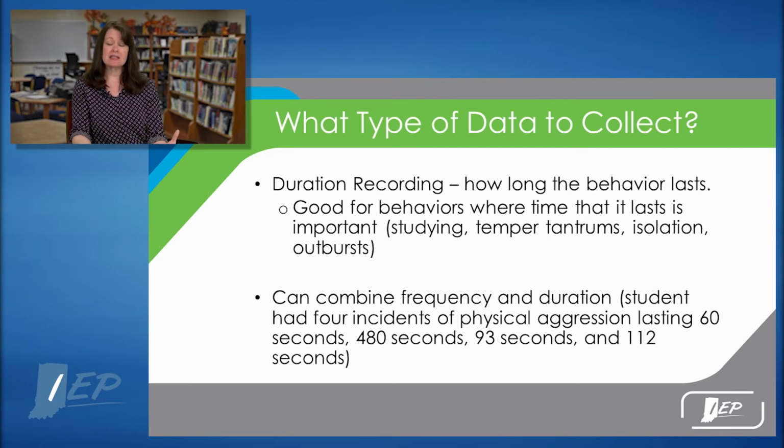You can also look at the intensity of something if you can clearly define intensity levels. So maybe we have very specific guidelines about what a mild behavior, a moderate behavior, and an intense or severe behavior is. And if you can identify that, it's important to gather that information as well.